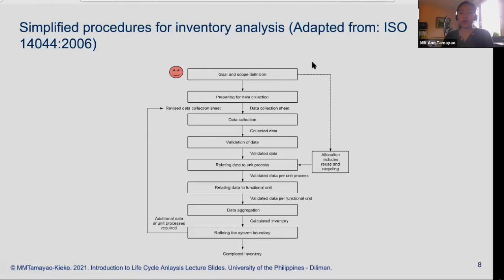Here, you can see an alternate route if there is any allocation that is needed. And if you have to include reuse and recycling, before you relate the data to the unit process, you have to take that into consideration. And then if you have to refine the system boundary or make any changes in terms of the scope of your analysis, you also have to revise your data collection sheet and proceed again through the different steps.